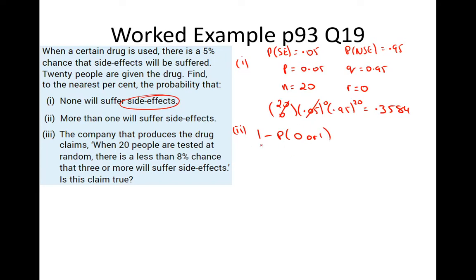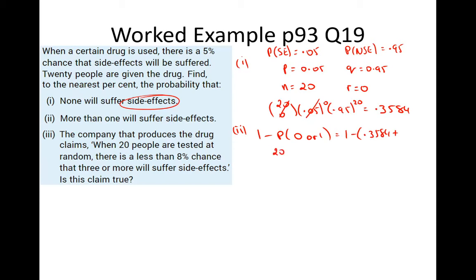More than 1 means not none and not 1. So let's work that out. So what's the probability of not having any? Well, we know that already. It's 0.3584. So we already know it's 1 minus 0.3584. Or what's the probability of 1? Now we have to work that out.